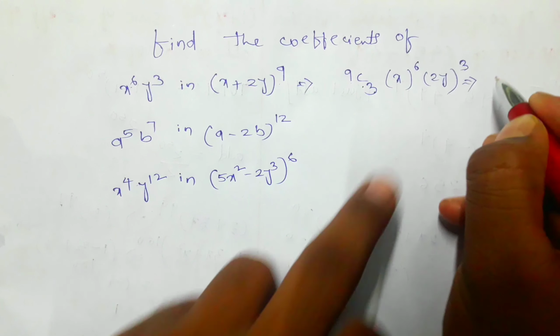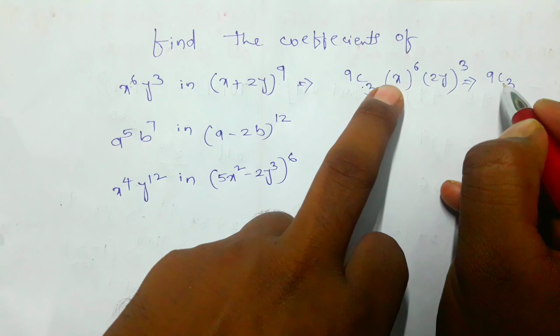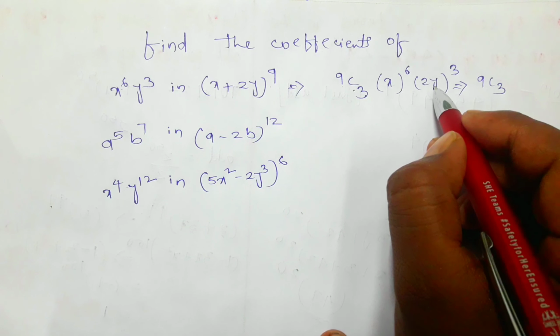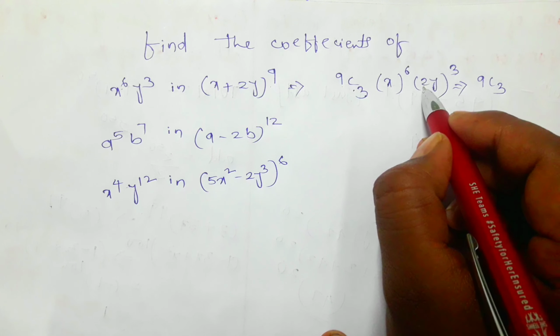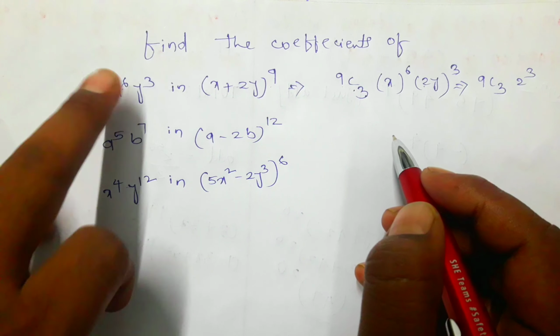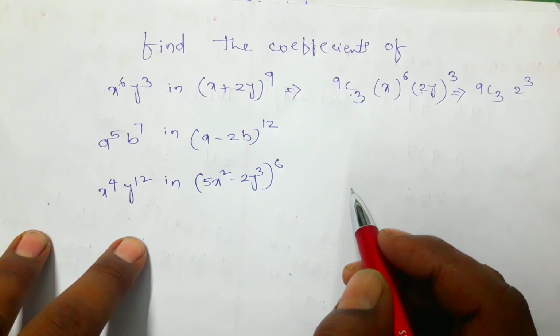So what is the value? 9c3. The x coefficient is 1, 1 power 6 is 1, no need to write. What is the y coefficient? The y coefficient is 2, so the value becomes 2 cube. It is the coefficient of x power 6 y power 3.